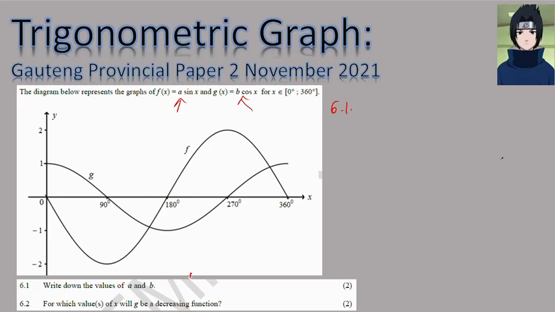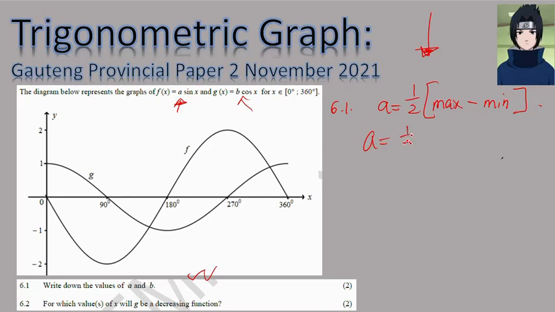Okay, the first question says write down the values of a and b. Let's start with a. We said a is the amplitude. You see a, it's on the sine graph, this S-shaped graph. So what we know is that a is the amplitude of the graph. What is the formula for amplitude? In case you forgot it, it's half of the maximum value minus the minimum value. In this situation, I'm telling you, you will never go wrong.